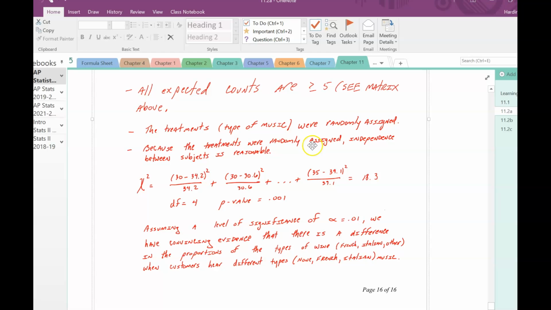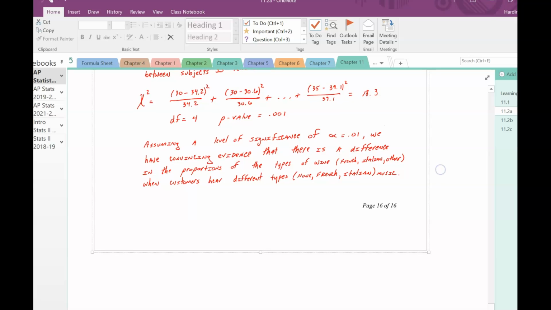Because the treatments were randomly assigned, independence between subjects is reasonable. We're not going to check the 10% condition. This was not sampling without replacement. Then the calculations, you have your chi-squared statistic. Again, the first two terms, the last term. You get 18.3, degrees of freedom is 4. Doing the test or doing a chi-square CDF gives you a p-value of 0.001.